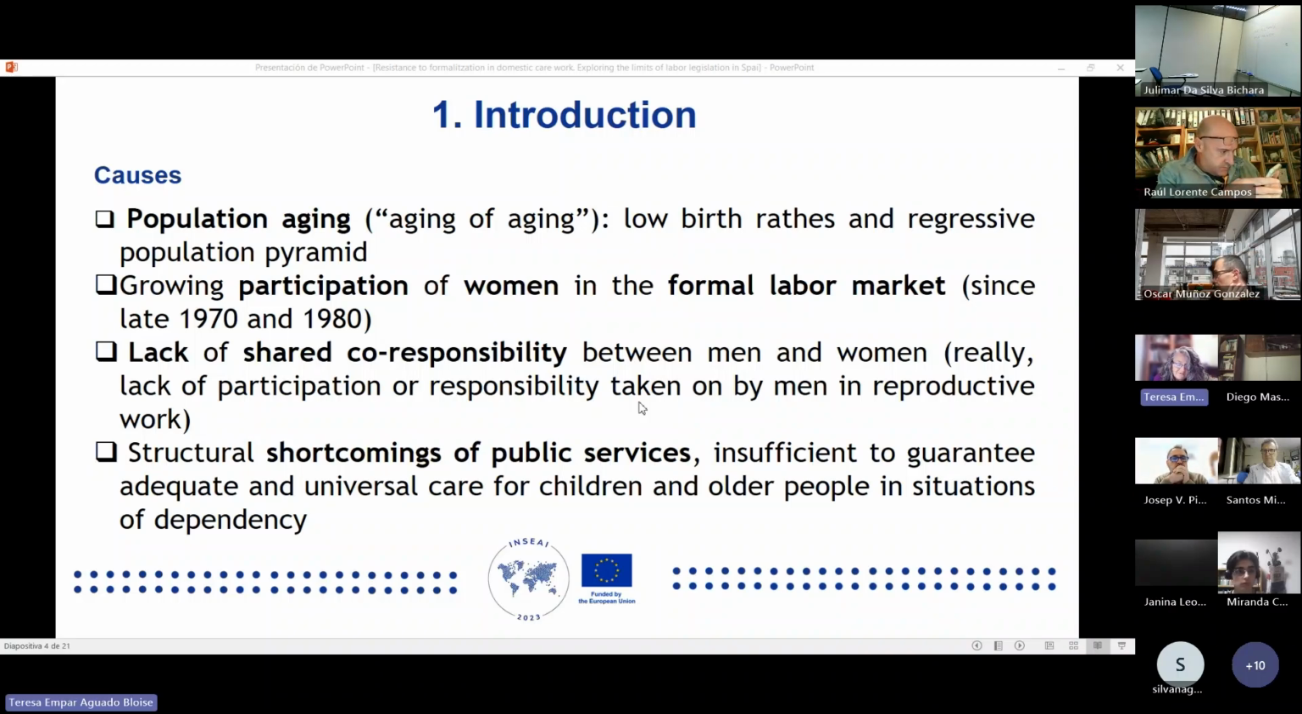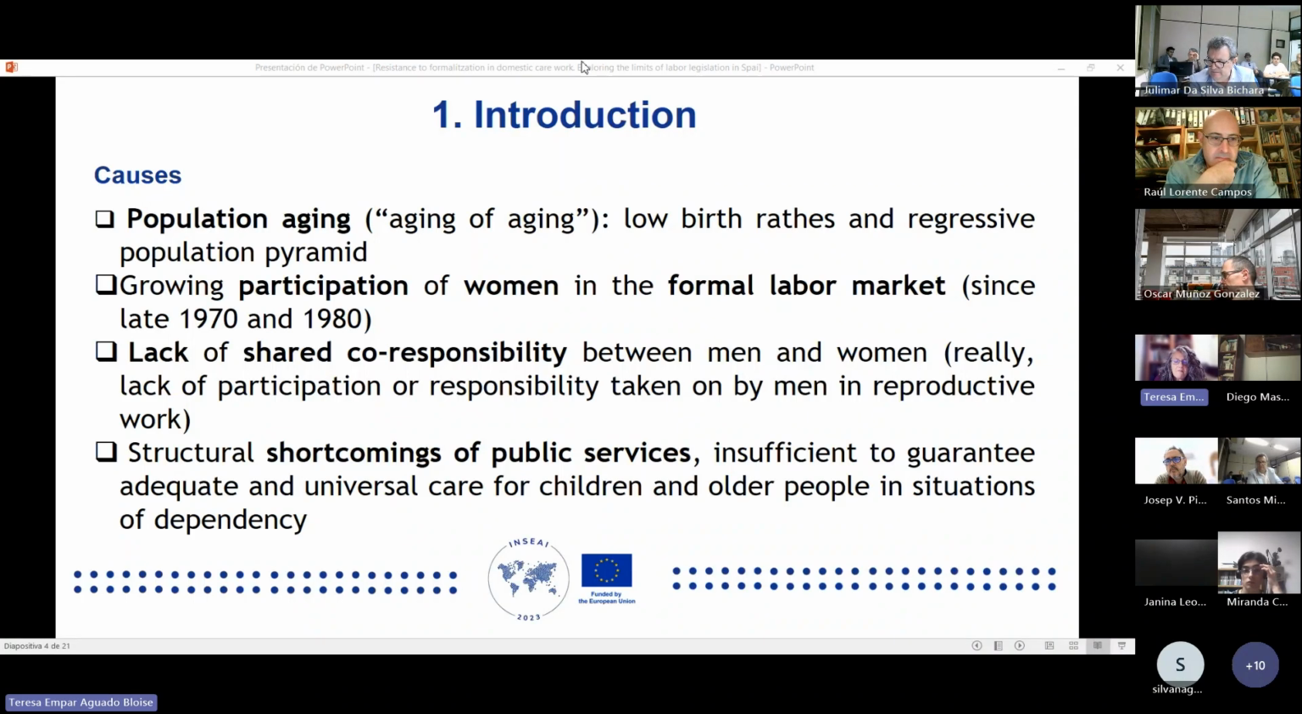Spain provides a particularly relevant context for analyzing domestic and care work. The country is experiencing accelerated population aging and one of the lowest fertility rates in Europe. At the same time, women's participation in the labor market has increased considerably since the late 20th century. However, men's contribution to unpaid reproductive work has progressed slowly, creating a persistent imbalance in the gender division of labor.